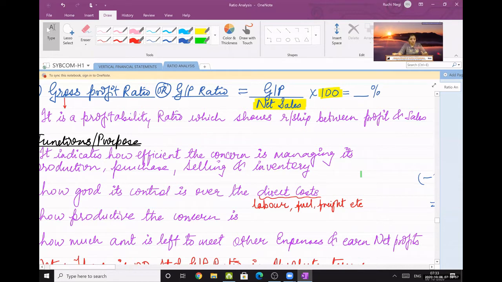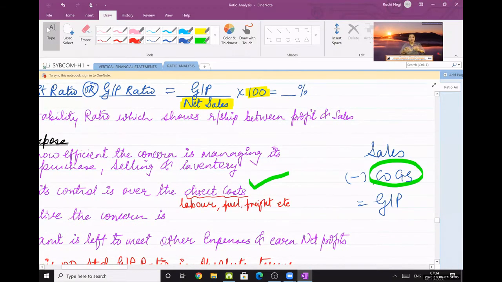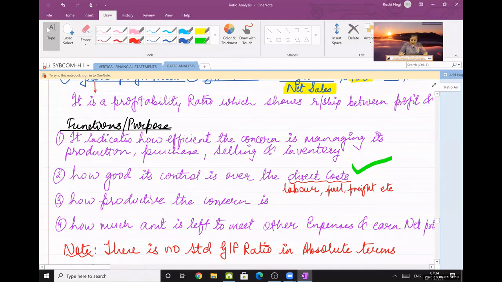What is that COGS? It's a combination of your direct cost. Now, what is this direct cost? Direct material, direct labor, direct expenses in connection to the manufacturing activity. So obviously its purpose is to have control over these elements of cost, the direct cost. It indicates how efficient the company is in managing its production, purchase, selling, and inventory, that is stock, and how good a control it has over its direct cost. So you understood why direct cost is coming into the picture.